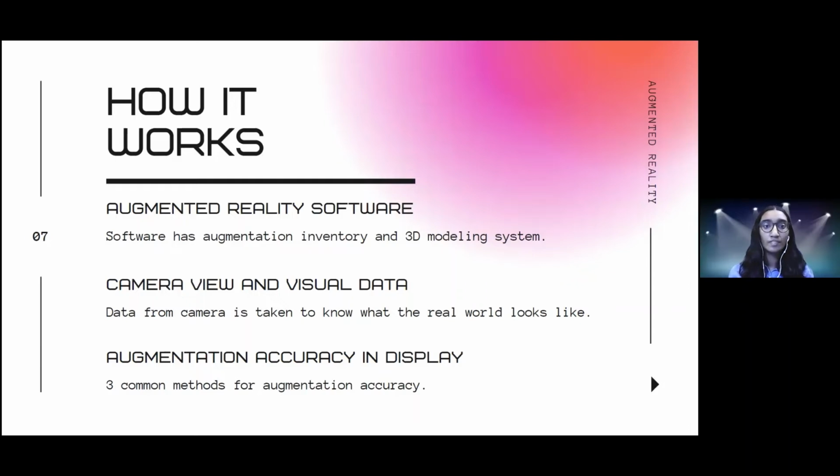Next is camera view and visual data. Of course, all augmented reality software needs to be connected to a camera because the camera is what the augmentations are being overlaid on. From the camera comes visual data. There are these things called visual markers, and they're able to sense different features through the camera lens. This includes the forward direction, both side directions, what's up, down, corners, edges, and any surfaces that can be sensed.